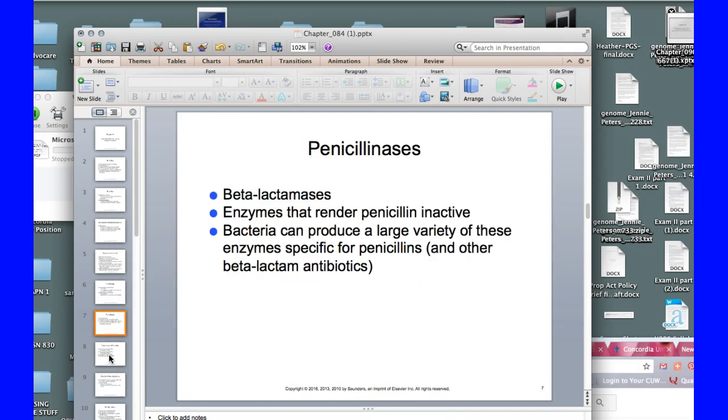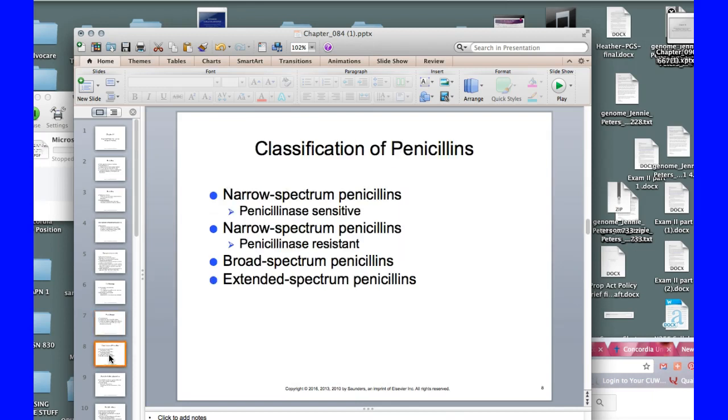So what did they do? Then that's when they came out with Augmentin that can get through that beta-lactamase. But just to do some classification, there's narrow spectrum, which is penicillin sensitive. So when you think penicillinase, think penicillin, the drug penicillin. Narrow spectrum is the penicillin resistant. You have broad spectrum, and then you have extended spectrum penicillins. You don't need to know these. You just need to know that there are different classes of penicillins out there.